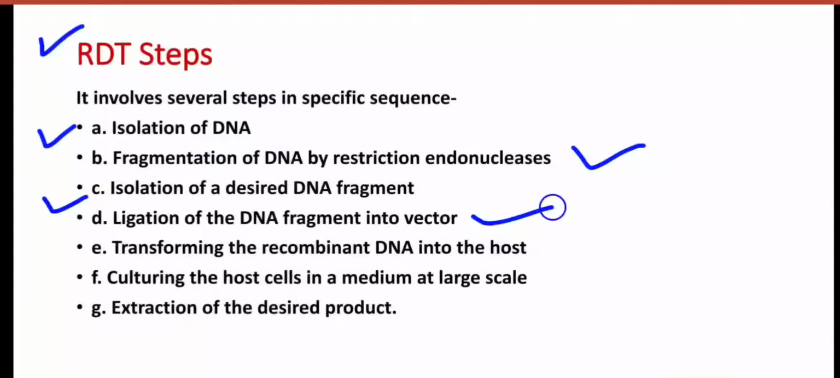जब हमने एक बार उसको isolate कर लिया कि हमें कौन सा DNA fragment चाहिए, अब बेटे इसको हमें ligate करना है with the vector molecule, and then transforming the recombinant DNA into the host, then culturing the host cells in the medium at large scale in bioreactors, and then extraction of the desired product. So these are the steps of recombinant DNA technology. We will study about these steps in detail in next slides.